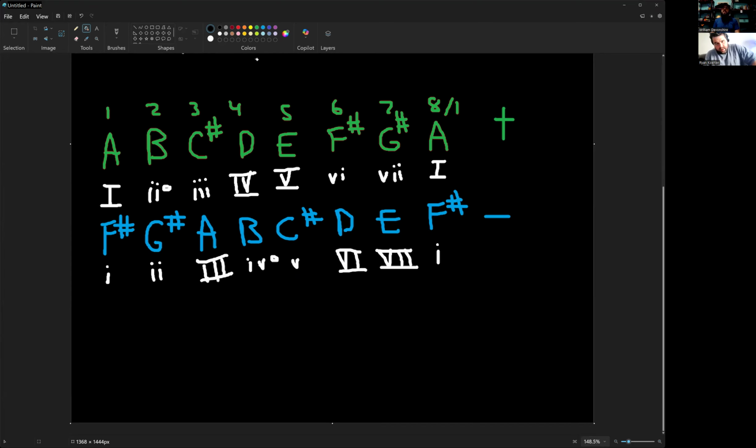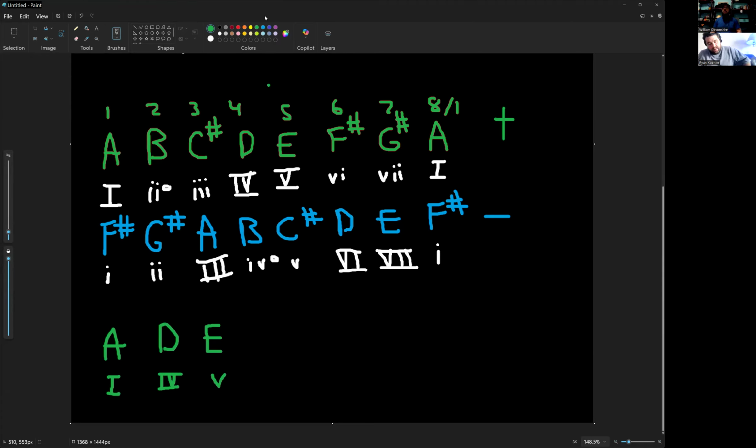So my way, I like to think of it as, let's do A. I like to do 1 4 5. So say A, and then the 4 here will be D, and then E, and that'll be major 1 4 5. Okay, 1 4 5. And then I like to do the minors. You can see minor 1 4 5.